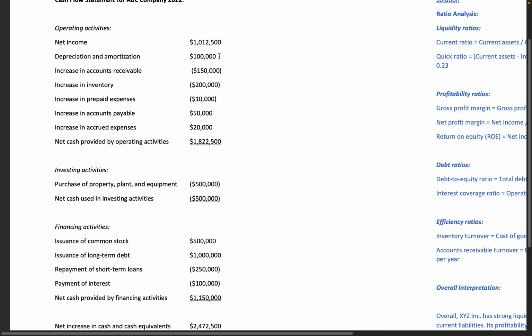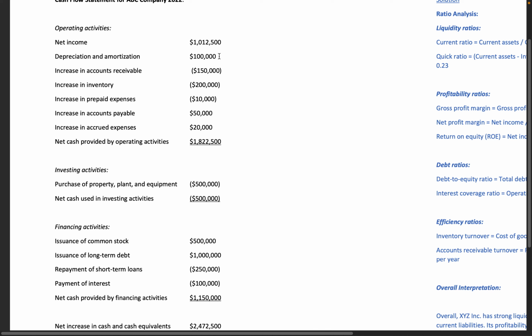So we've got a net cash flow from the operating activities of 1,822,500. So 1.8 million roughly. Okay, so that's pretty good. That looks like a decent flow of cash from those operating activities. We can see that we use some of that cash to purchase some property, plant and equipment, so that features as a negative on the investing activities.